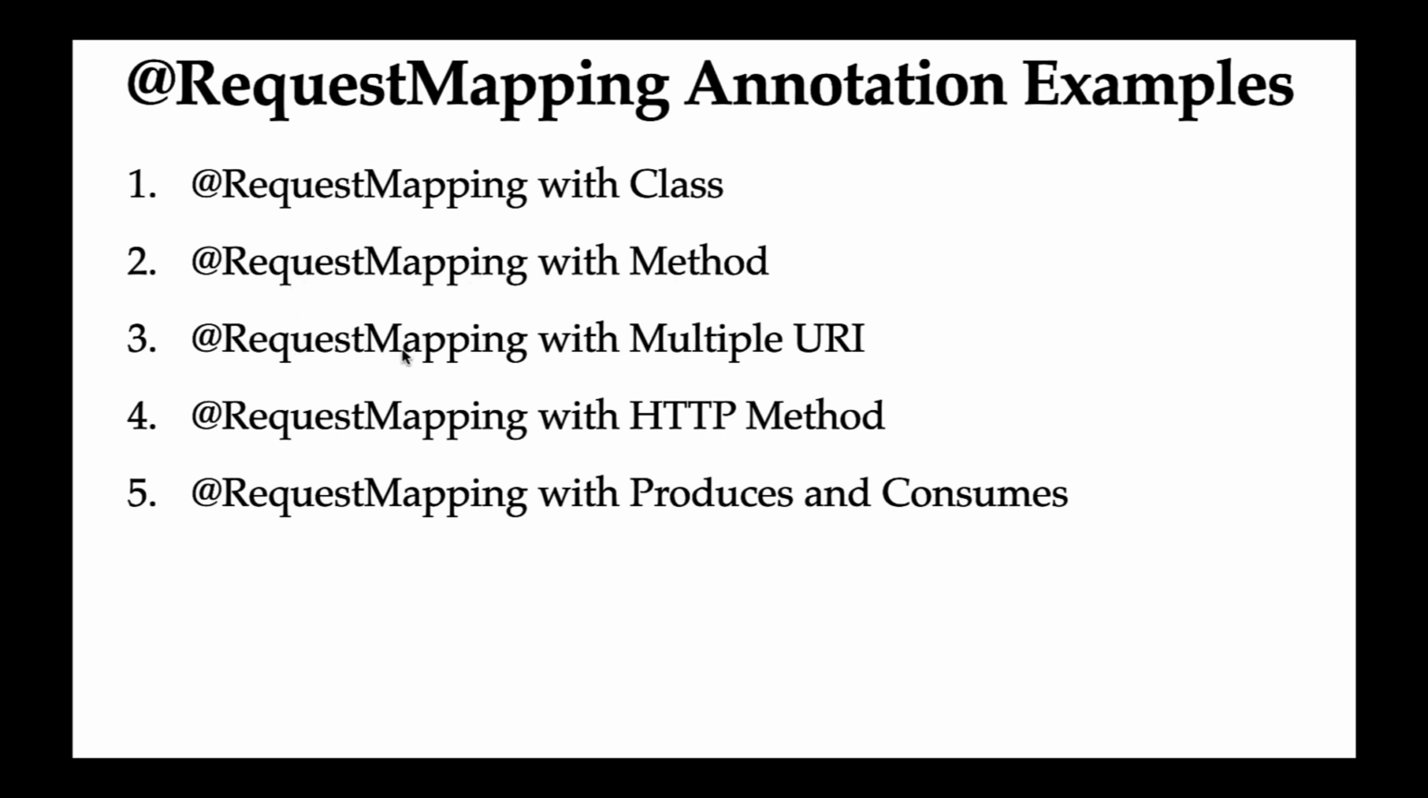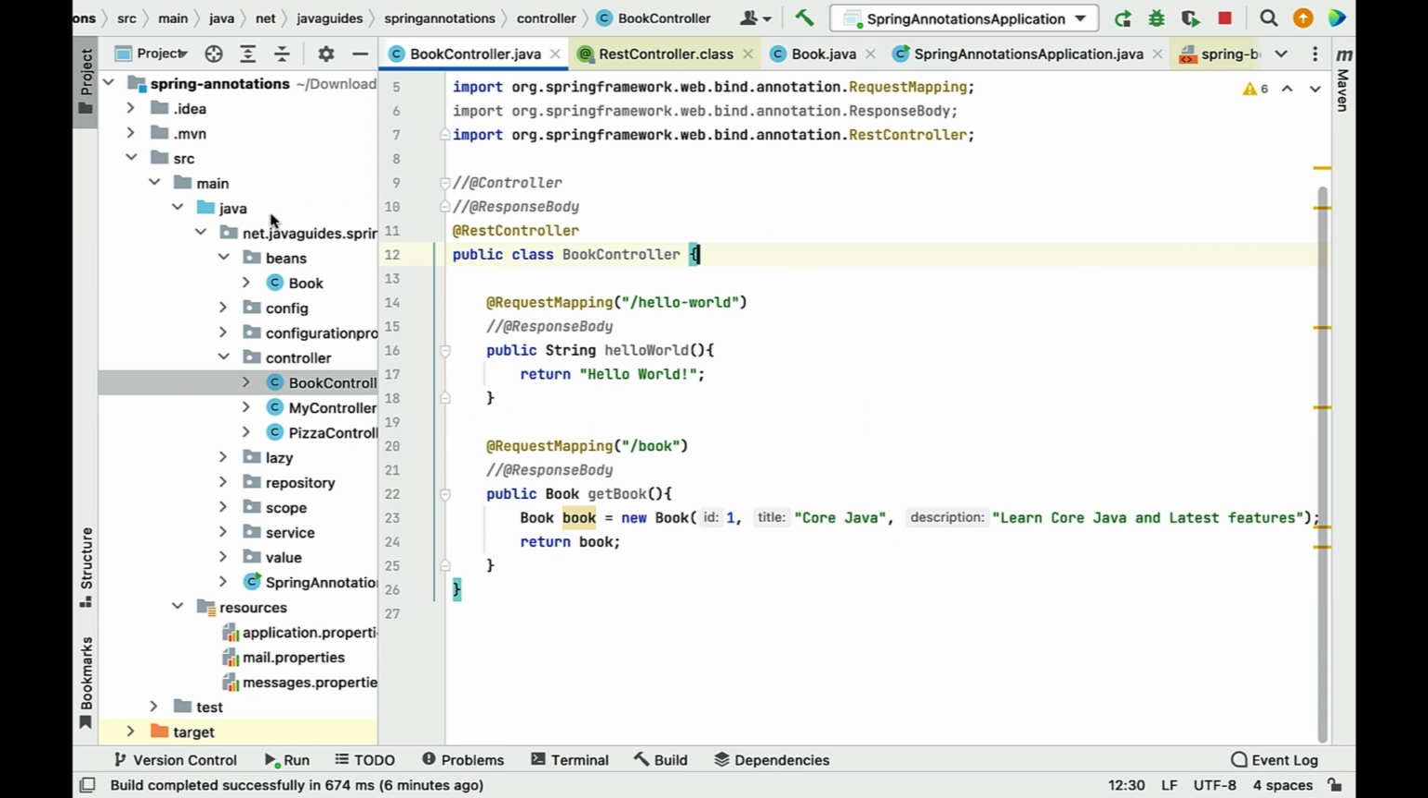We'll see how to use @RequestMapping with multiple URIs. We'll see how to use @RequestMapping with HTTP methods like GET, POST, PUT. Next, we'll see how to use the @RequestMapping annotation with produces and consumes attributes. Alright, so let us go ahead and see all these examples. Let's go to IntelliJ IDEA and let me go to the project.